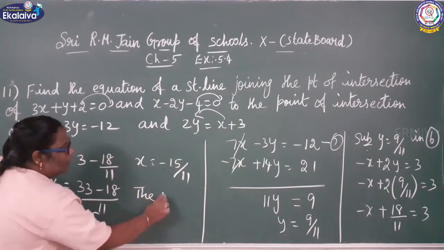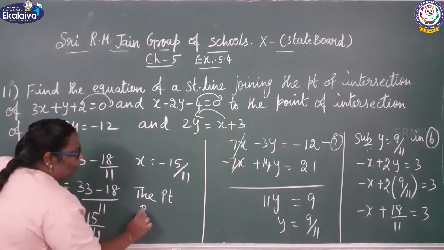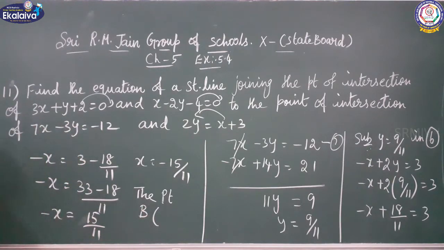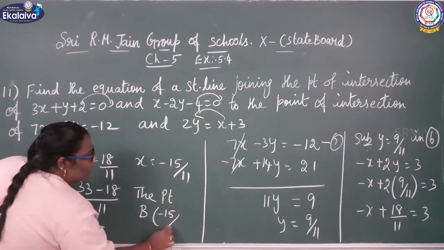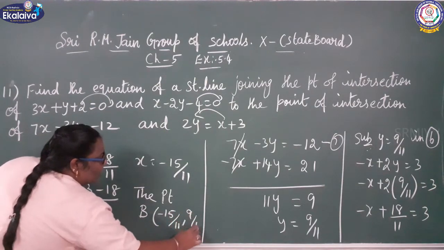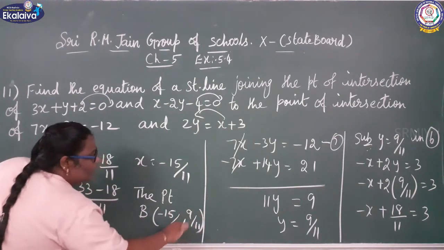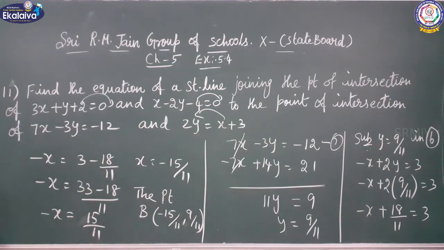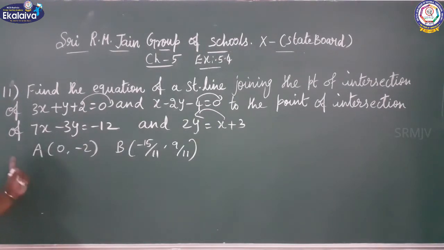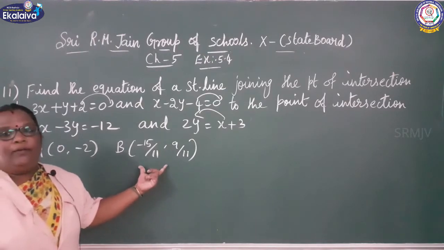Therefore the point B is minus 15 by 11 comma 9 by 11. You got the value of A as 0 comma minus 2 and B as minus 15 by 11 comma 9 by 11.